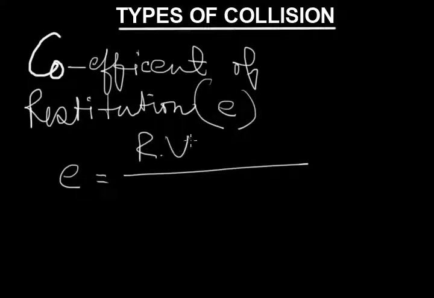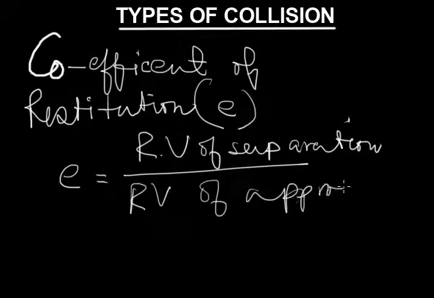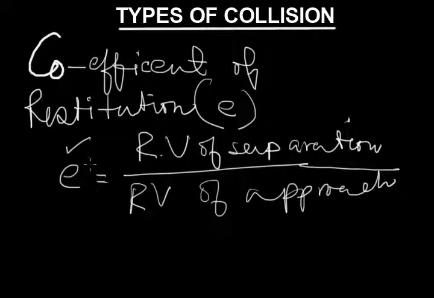Now, this coefficient of restitution is represented by the letter E and is defined as relative velocity of separation divided by relative velocity of approach. So this is fundamentally the parameter, the coefficient of restitution, on the basis of which various types of collision were defined.